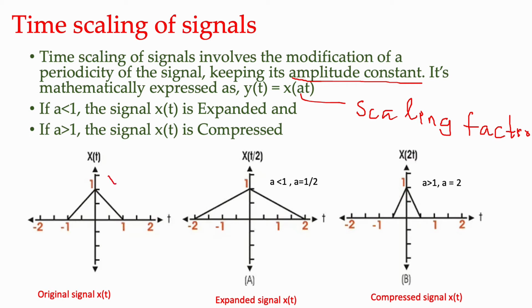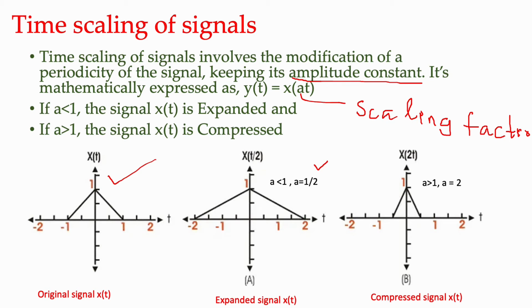You consider an original signal x of t. This is a continuous time signal. Here the scaling factor a is 1 by 2. 1 by 2 is nothing but 0.5. Now here a is less than 1. So if a is less than 1, x of t is expanded. How many times? The signal is expanded by 0.5 times.